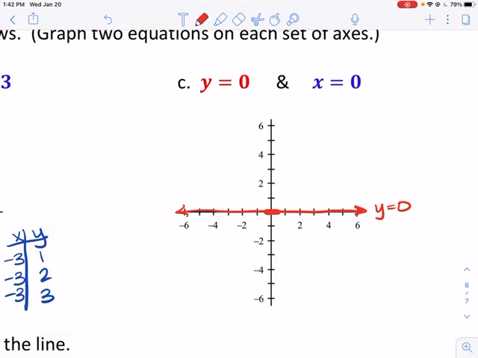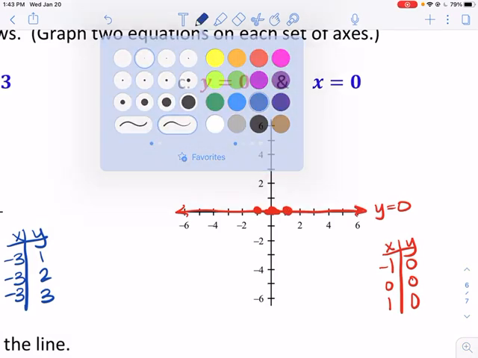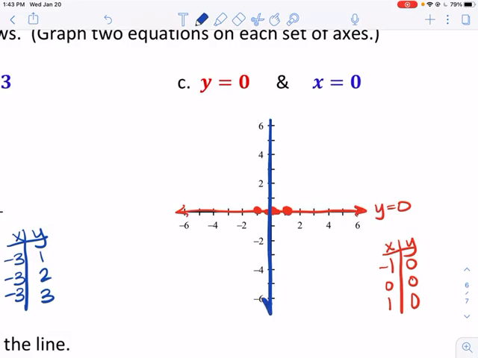And remember, you can check that by making a table. Let's put -1, 0, and 1, and then make y 0, 0, 0. So that tells me for each of these points, we go up nothing. So it's going to be -1, 0, 0, 0, and 1, 0 right there. So then our x equals 0 line will be the y-axis.